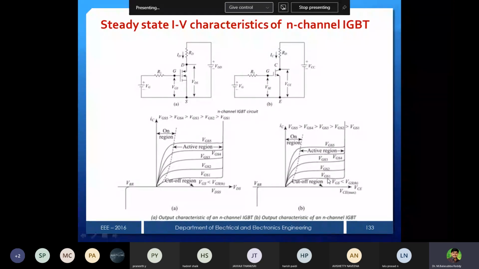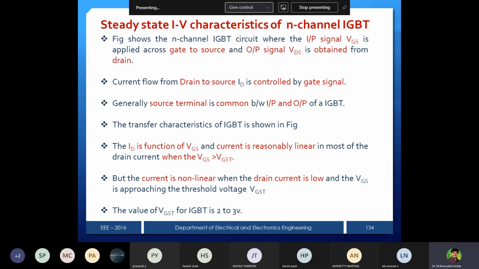It operates in the cutoff region or the ohmic region; only in these two regions it is going to operate. As the collector to emitter voltage increases, by fixing the gate source voltage, at a particular instant the current will gradually change. So this is the characteristics of an IGBT.